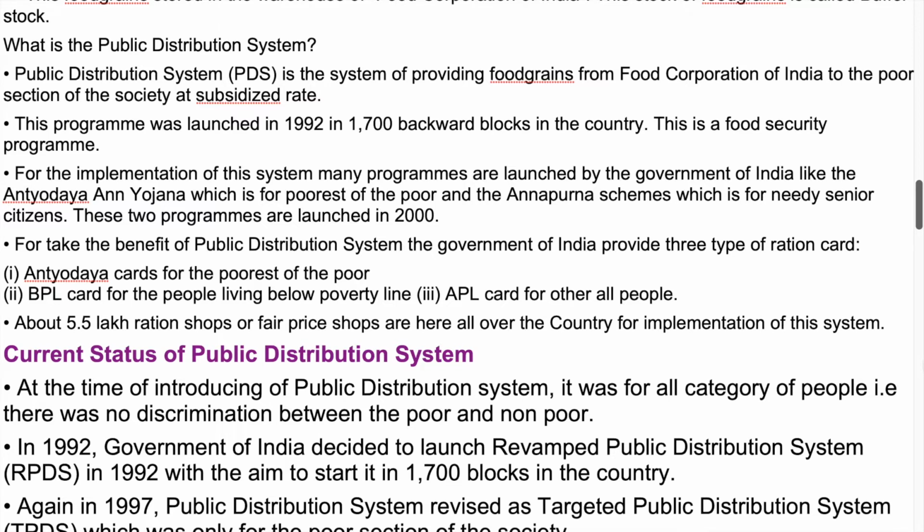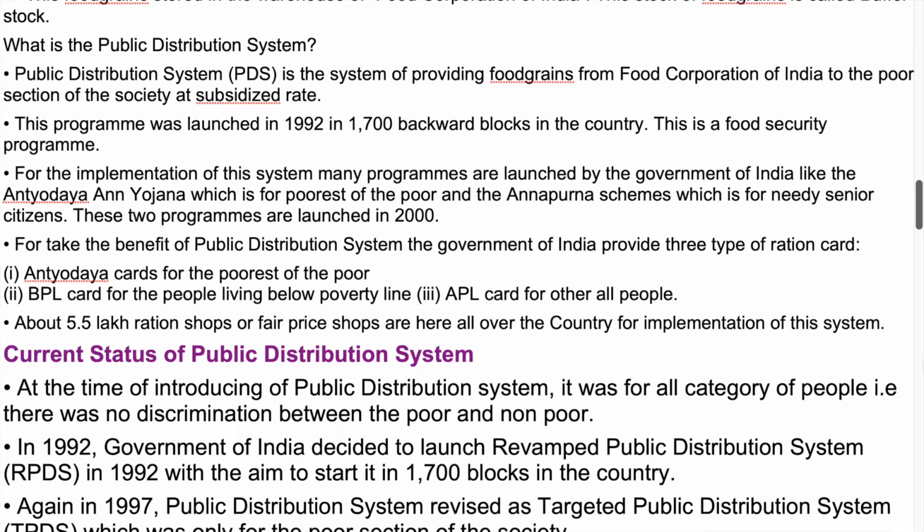For the implementation of this system, many programs were launched by the Government of India, like the Antyodaya Anna Yojana, which is for the poorest of the poor, and the Annapurna Scheme, which is for needy senior citizens. These two programs were launched in 2000. To take the benefit of the public distribution system, the Government of India provides 3 types of ration cards. 1.